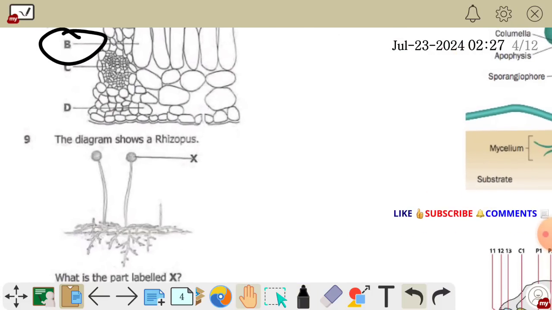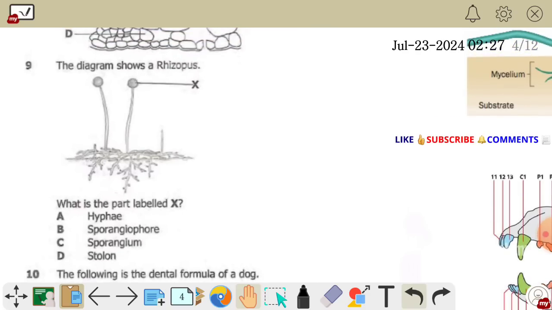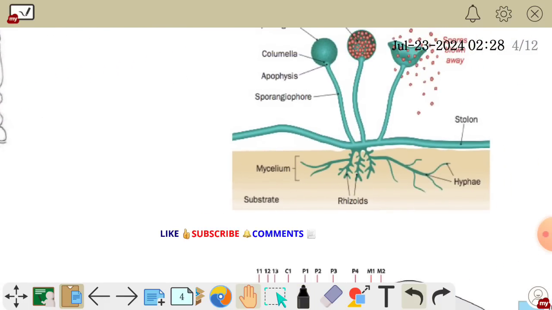So now let's go back to our question. In this question, the labeled structure is the sporangium. As we have seen in that diagram, the sporangium is the labeled structure in our diagram. So the correct answer there is C. C is the correct answer.